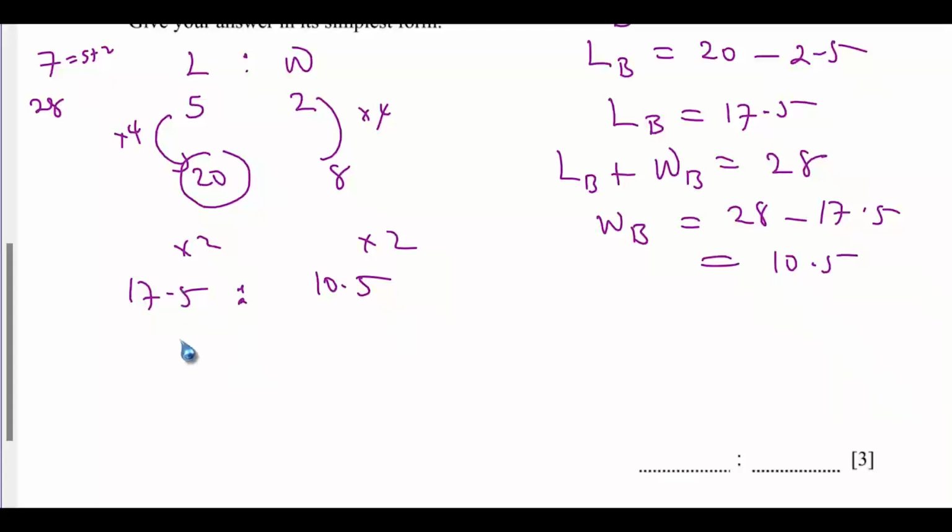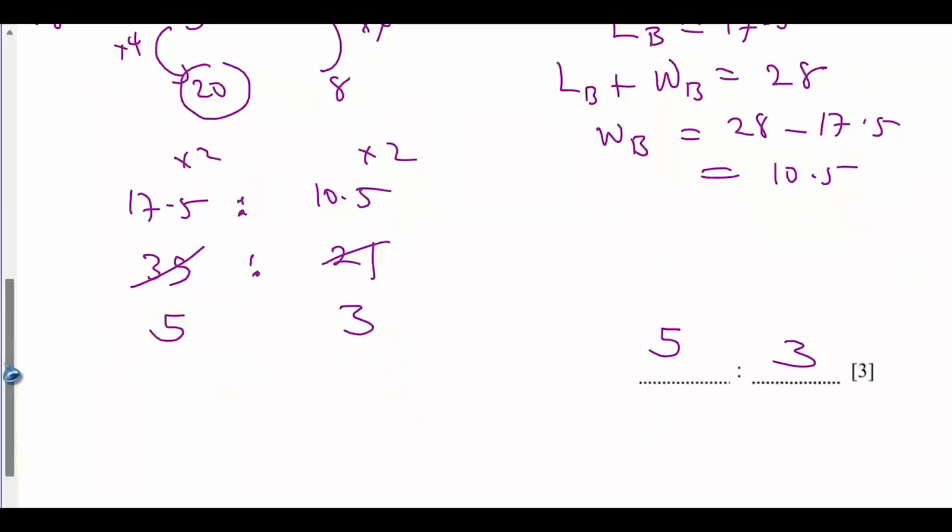So if you multiply this by 2, it will give us 35. Ratio, multiply this by 2, it will give us 21. So now it is clear for us now. 7 goes in 35, that will be 5 times. 7 goes in 21, that will be 3 times. So you have 5 ratio 3. So this is what you have here.